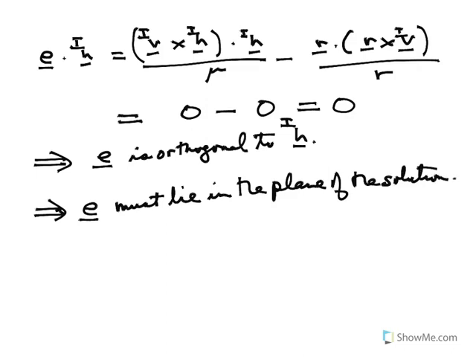Or in other words, it must lie in the plane in which the solution to the two-body differential equation lies, because it's orthogonal to H, and H is normal to that plane, as we already got through saying.